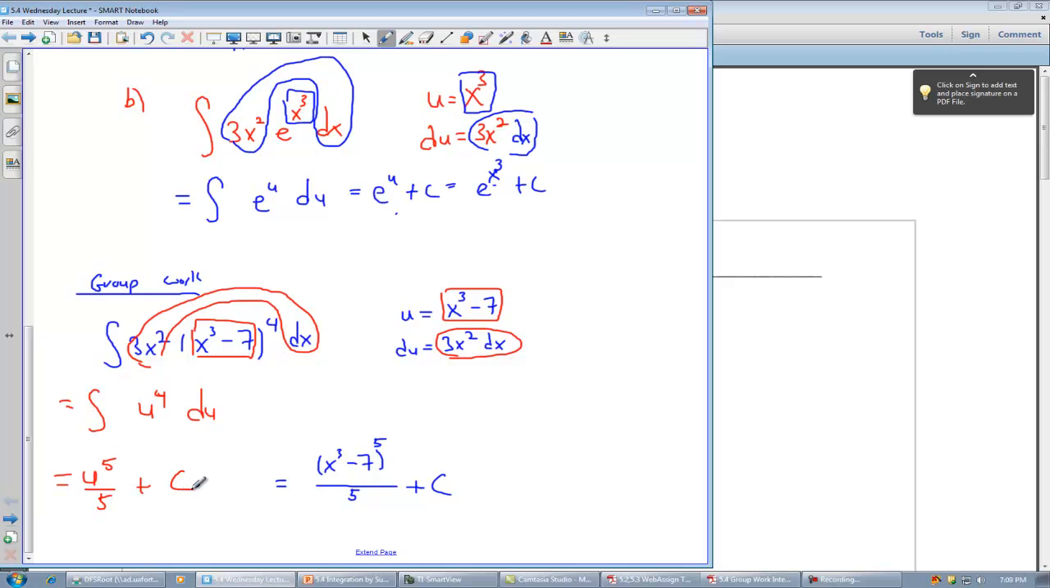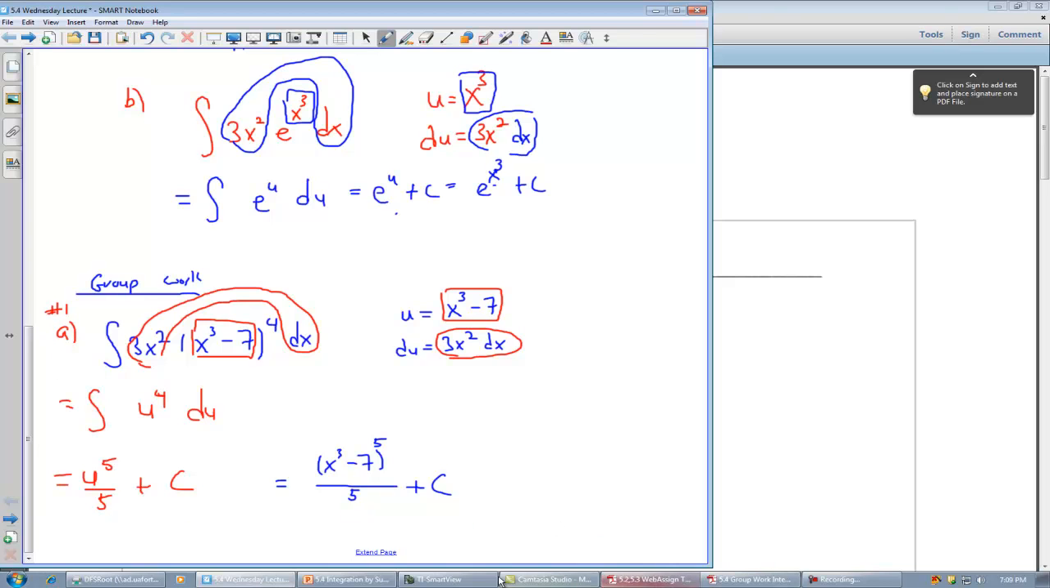Make sure you say plus c. And then I resubstitute in for the u, so use x cubed minus 7, so I have x cubed minus 7 right here to the 5th power divided by 5 plus c. And this was part A, number 1, part A.